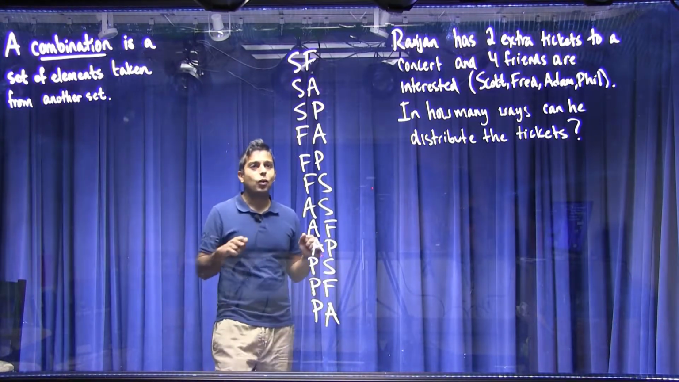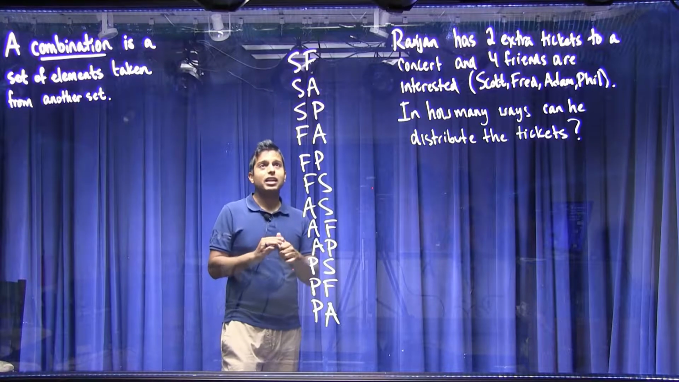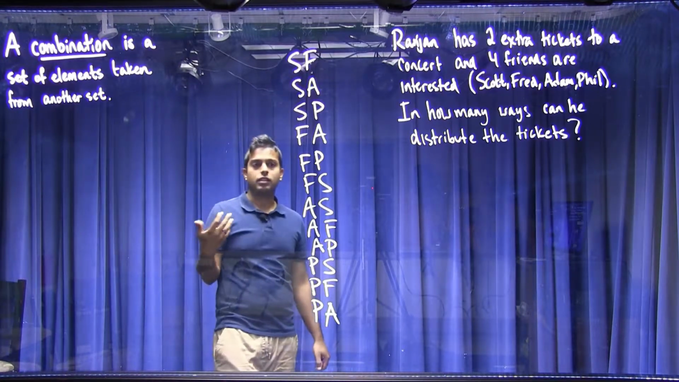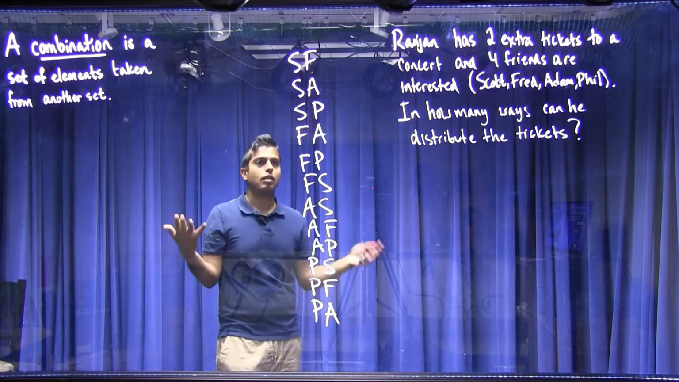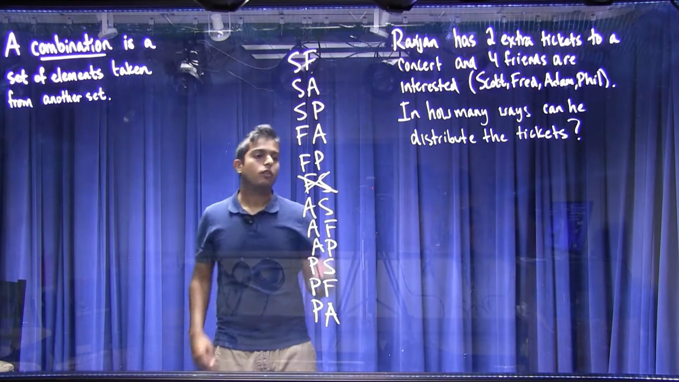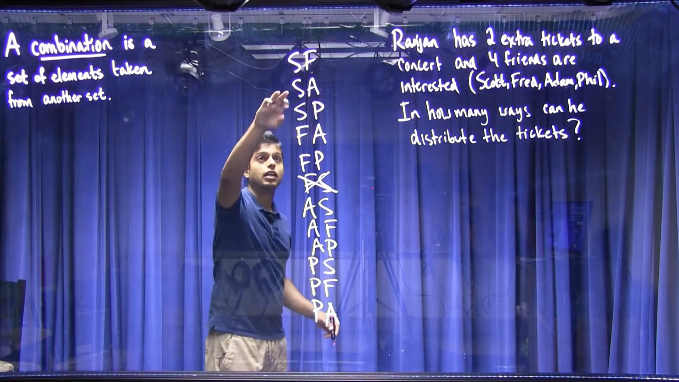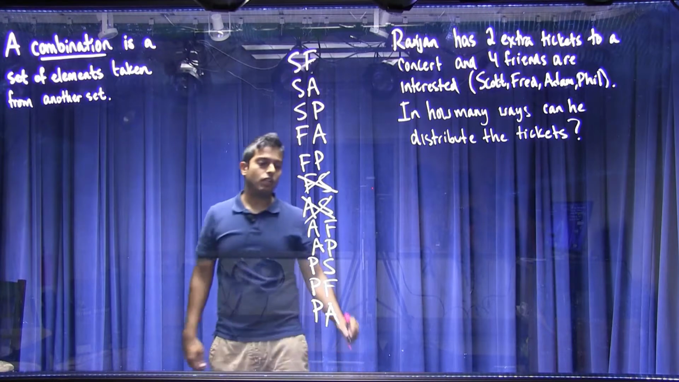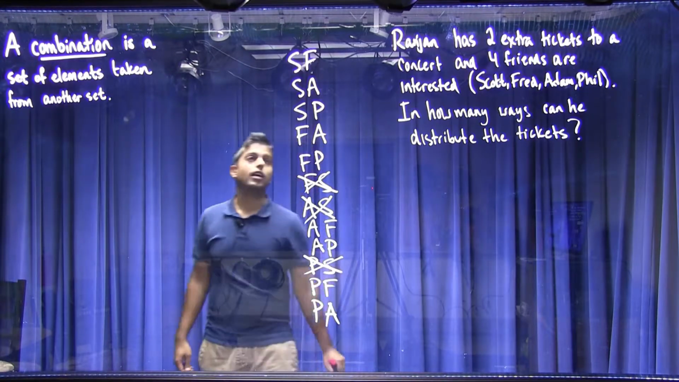However, it's not quite so simple, because if I give the tickets to Scott and Fred, that's the same thing as giving the tickets to Fred and Scott because the same people get the tickets. So if I have Scott and Fred, then I don't need Fred and Scott. If I have Scott and Adam, I don't need Adam and Scott. If I have Scott and Phil, I don't need Phil and Scott.